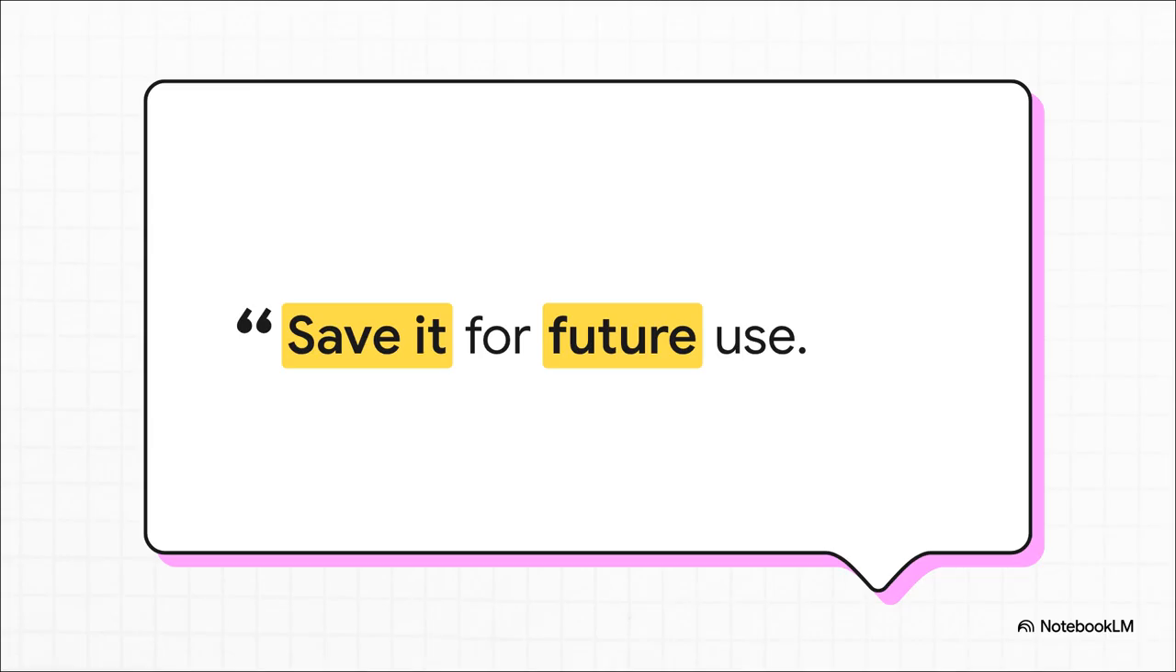Now, the final piece of advice the app gives you is probably the most important of all. It just says, save it for future use. Seriously, take a screenshot, write it down, email it to yourself. Whatever you need to do, just keep this number somewhere safe. It's your key to your PF for your entire working life.